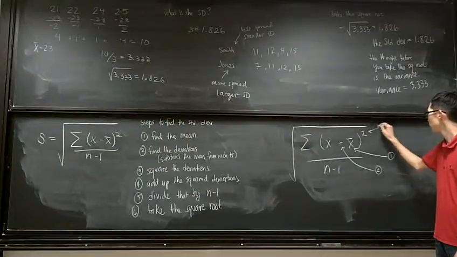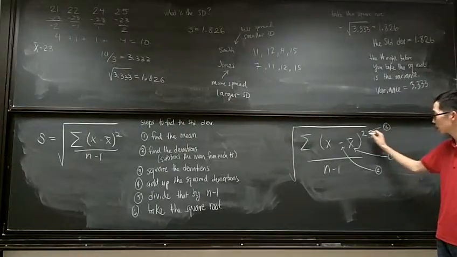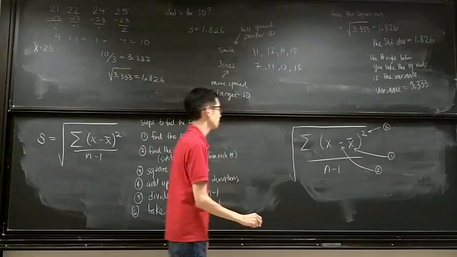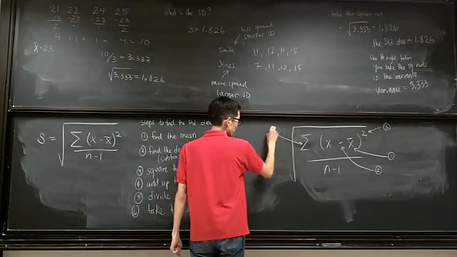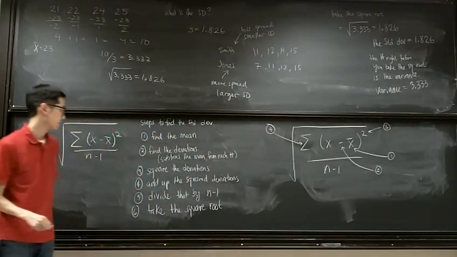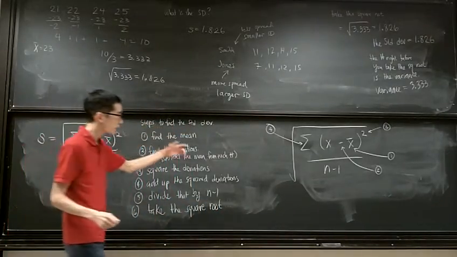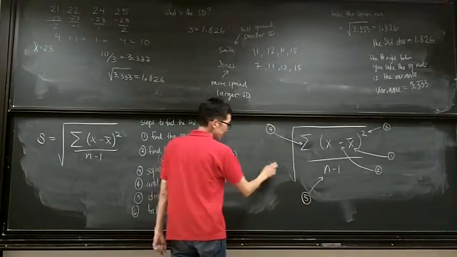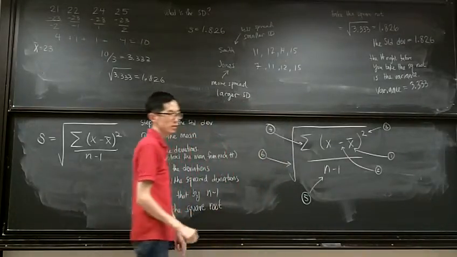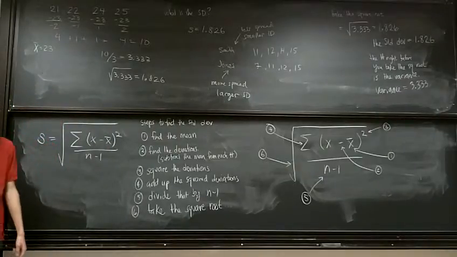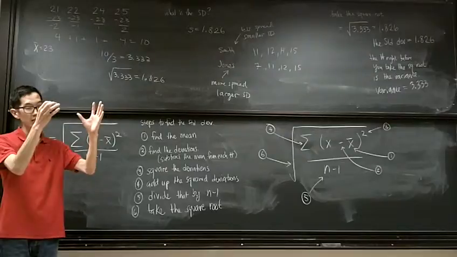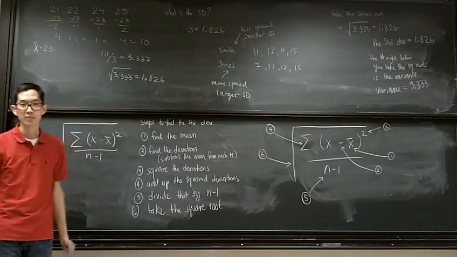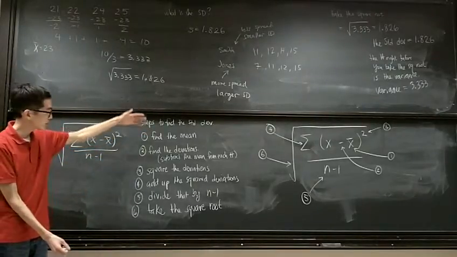The 2 right here means squaring, and that's the third step. The fourth step says add up the squared deviations, and that shows up as this symbol here, sigma. Divide that total by n minus 1, and we see that right here in the denominator. And then the last step, taking the square root, is all the way on the outside. So when you see a formula, they're often written in such a way that you start at the most inner part and then work your way outward. If you don't like formulas, don't worry about it. You can just learn these steps.